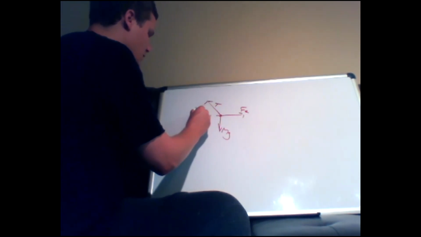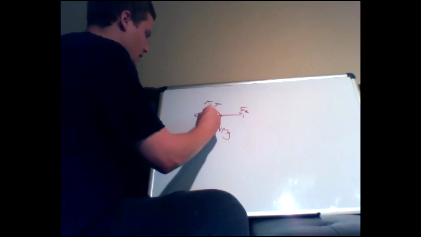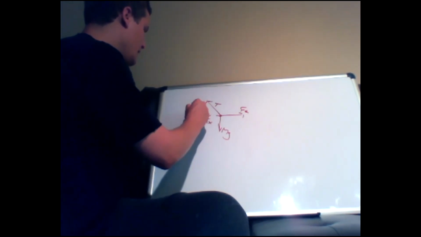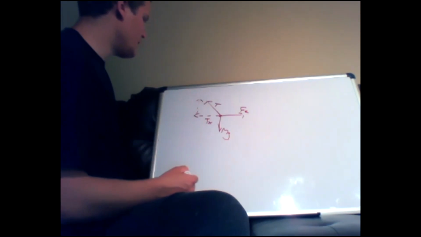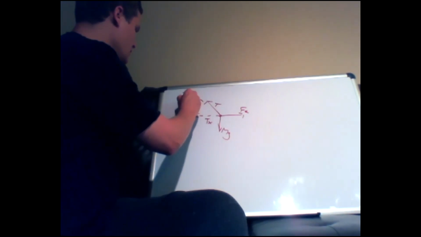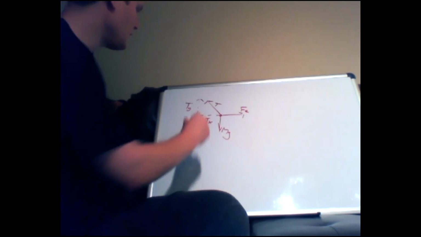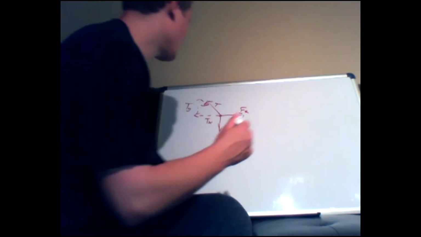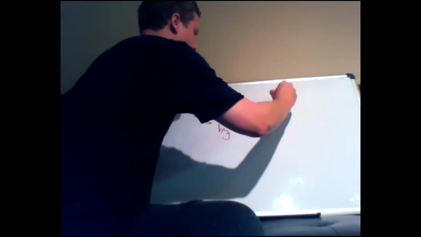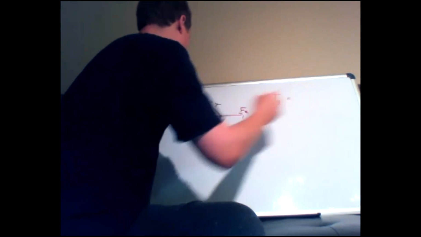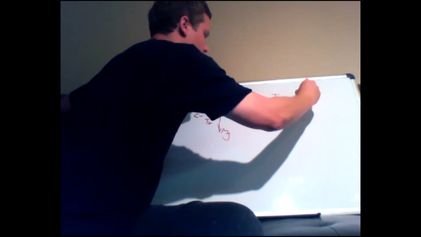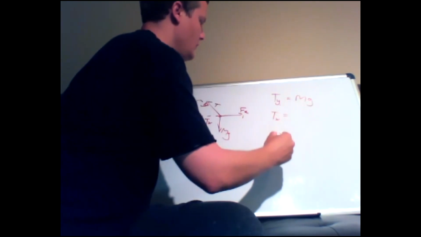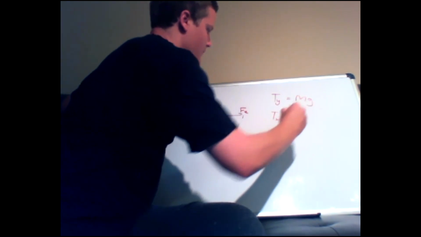And so we can say that the electrostatic force is balanced by the tension in the x direction, and the weight, or the gravitational force, is balanced by the tension in the y direction. This will be our angle theta right here. So what are we left with? We're left with Ty equal to the gravitational force, mass times gravity, and Tx equal to the electrostatic force Fe.